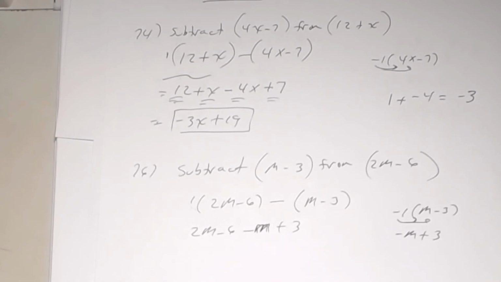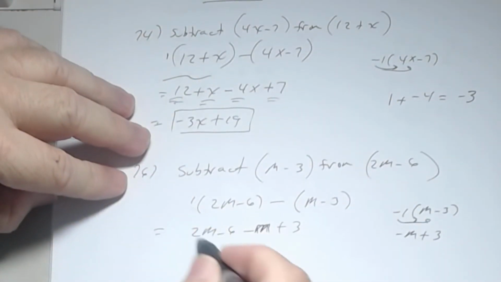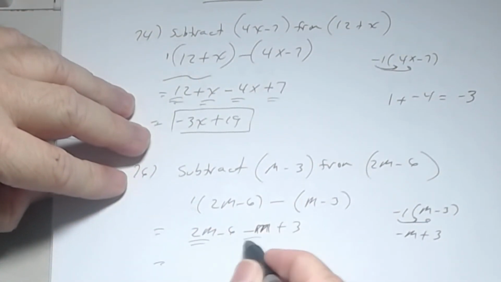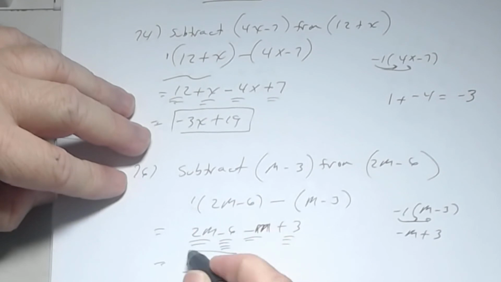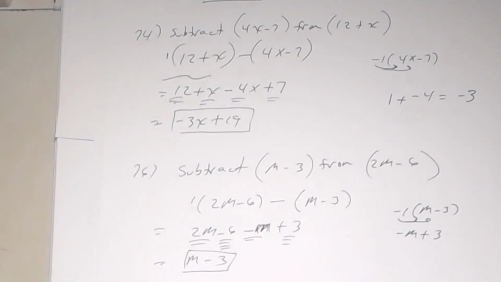It does help for some of you. Okay, combining like terms, what's the answer? Yeah, 2m minus m is m. A negative 6 and a positive 3 is a negative 3. So m minus 3, right? Okay. Any questions on that? Okay, so don't forget to put those in parentheses.